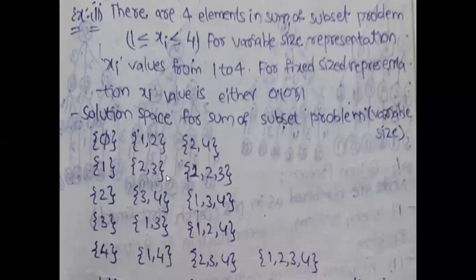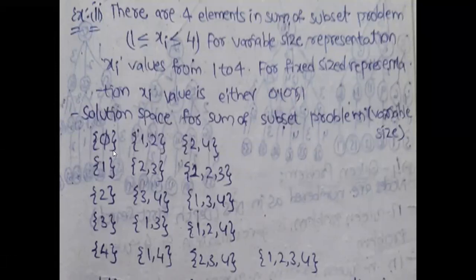The first one is variable size. Variable size means that in some subsets, that is in some sets, the sum of the elements is equal to m. Find the subsets where the sum of the elements is equal to m.